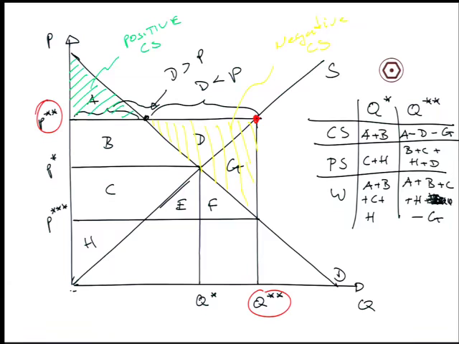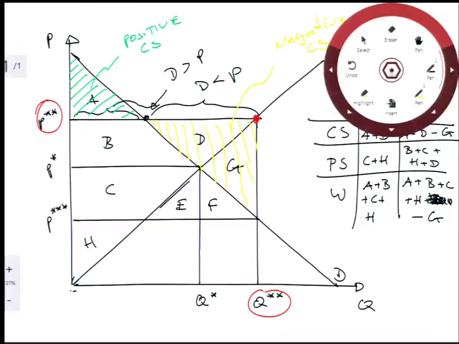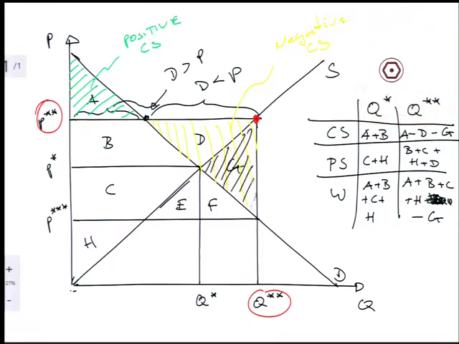So A plus B plus C plus H is what we had before. Now we have A plus B plus C plus H. We're happy. Like a snowman. Minus G, right? So deadweight loss here is G. Somebody got the Frozen reference. Deadweight loss. Okay? Did that make sense?